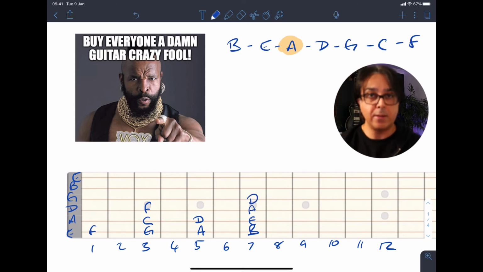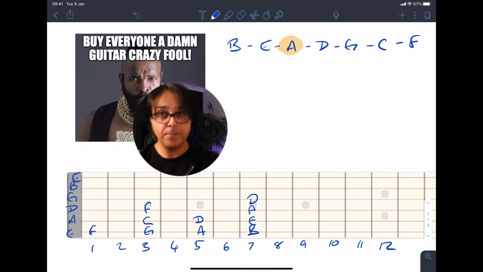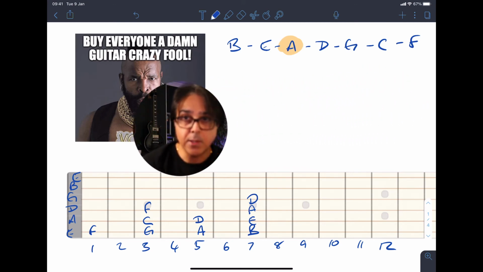Now, there are a couple of rules here that we've got to observe for this to work. Rule number one is when you land on the B string, oh, hang on a second.